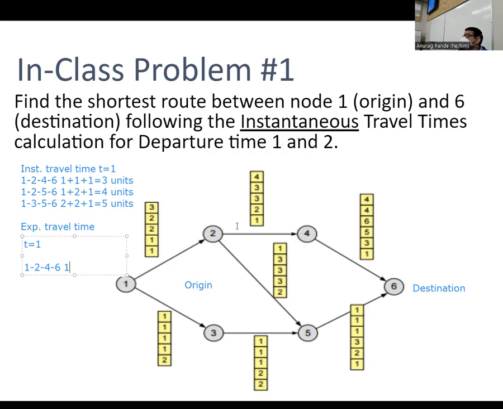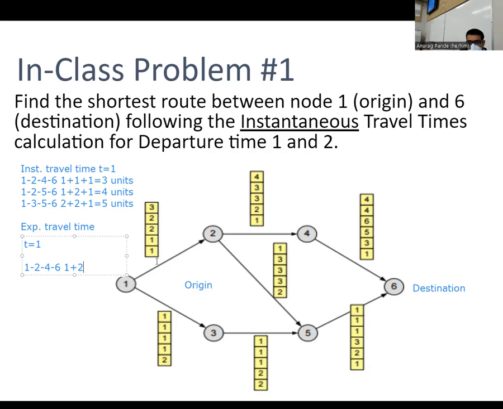And then what happens in 2 to 4? Now you have to start thinking about what time do you arrive at node 2? T equal to 2, right? So then how much travel time occurs on link 2 to 4? 2, right? Because you're arriving here at T equal to 2. That means you will spend 2 minutes or 2 units of time to go from 2 to 4. So I'm going to add 2.